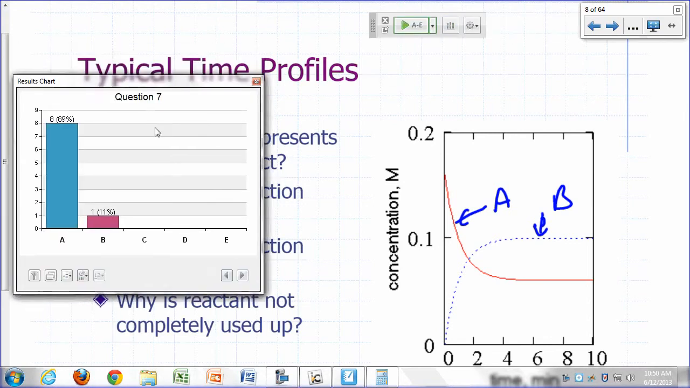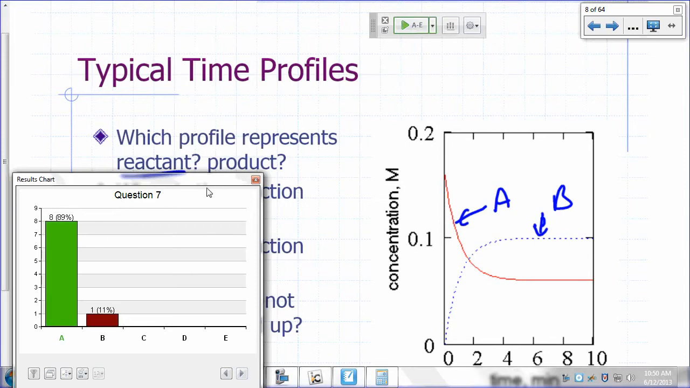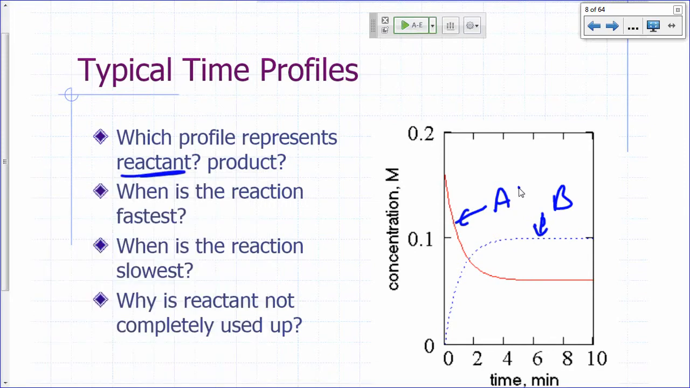Reactant is A. It's dropping, right? A is your reactant. B, the blue curve, represents your product. You start with nothing, so you're forming it, and then eventually, what happens eventually here?